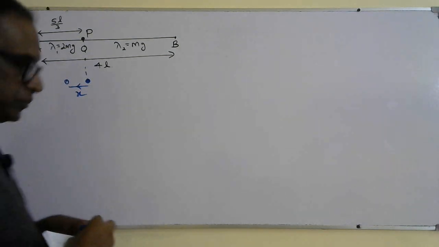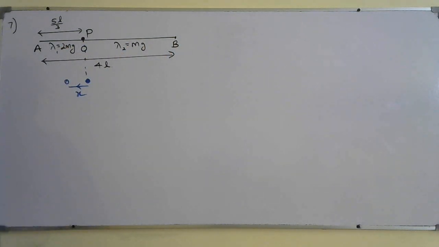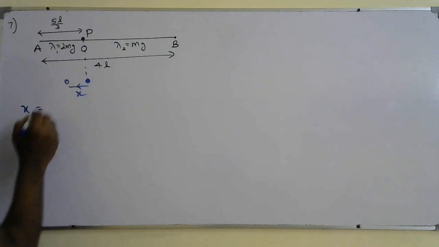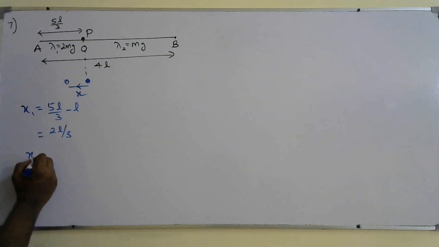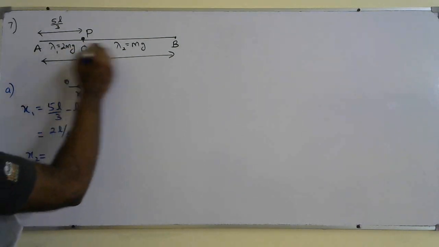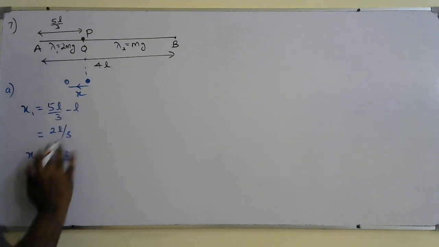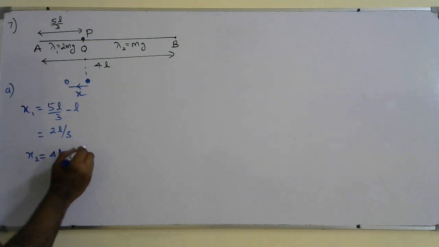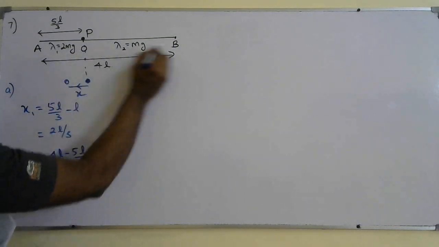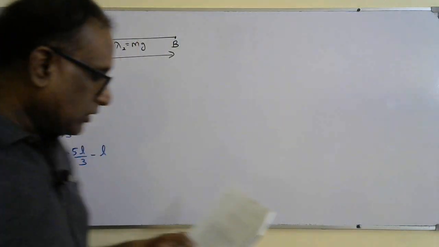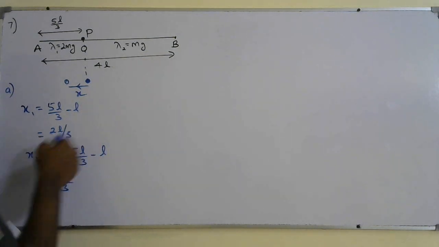Okay, so initially, what could be the extension? We'll find it: x1, x2. x1 for lambda 1, x2 for this string. So x1 is equal to 5L by 3 minus L, that is going to be 2L by 3. For the right side string, x2: this is 4L, this is 5L by 3, so 4L minus 5L by 3 is PB, minus L, the natural length, will be the extension of the spring OB. So that extension is 4L by 3, which is more than the other extension.